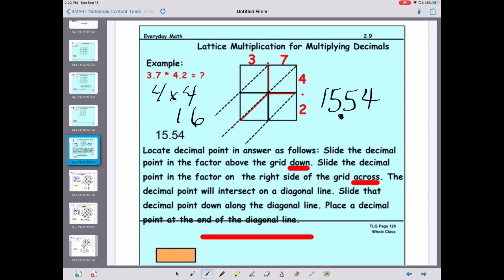You also can take it this way: till they meet and let it slide down, and it still ends up between the two fives. It says locate the decimal point and answer as follows. Slide the decimal point across to where they meet, then slide down.